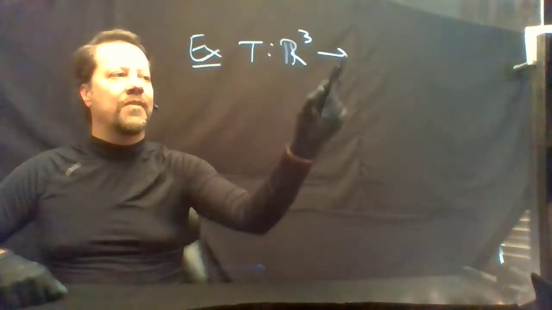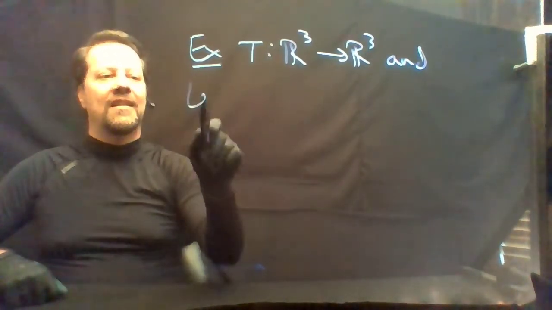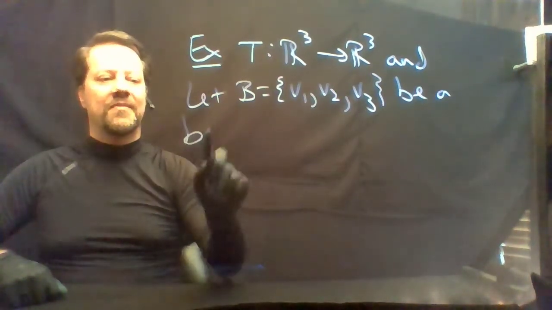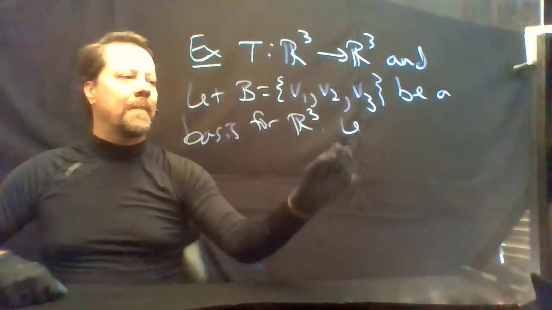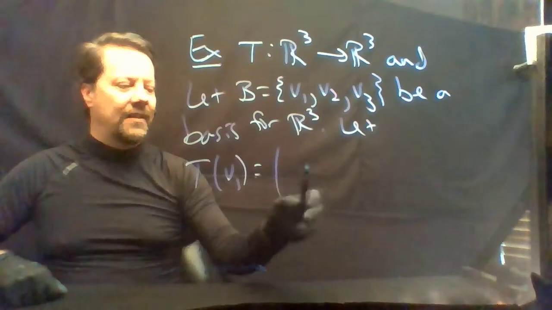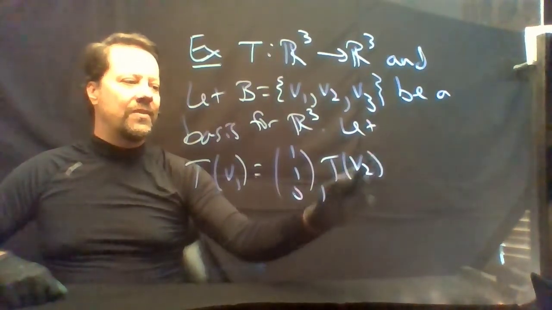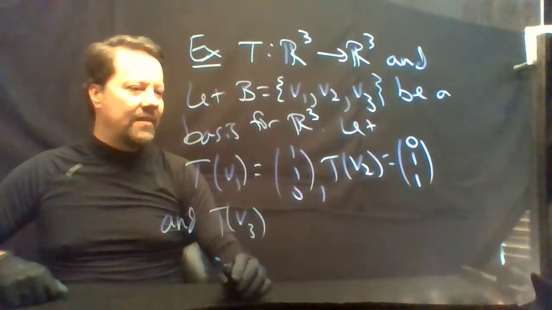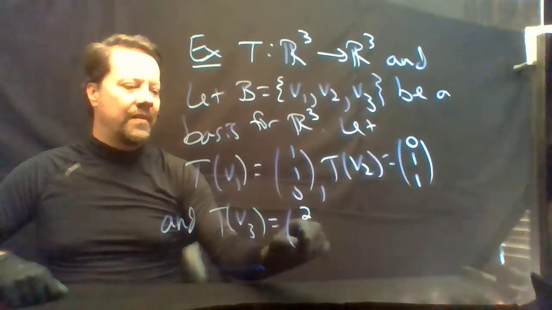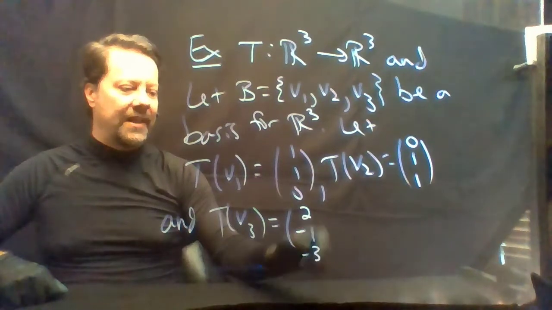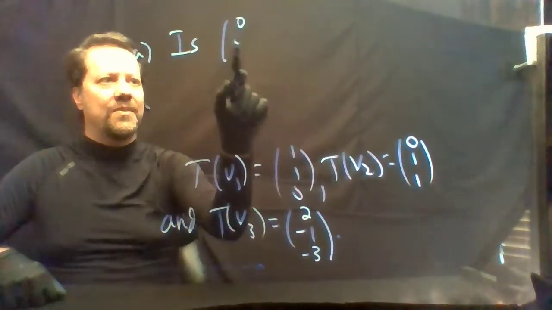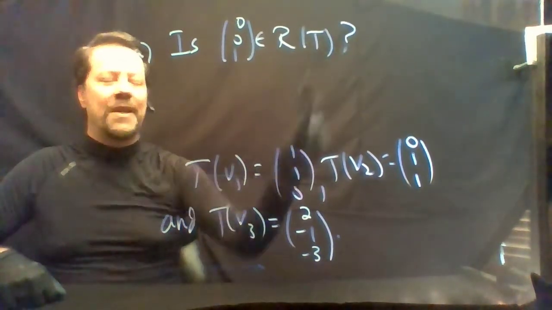In our next example, we're going to let T be a linear transformation from R3 into R3, and let B equal to v1, v2, v3 be a basis for R3. Let's suppose that T of v1 is 1, 1, 0. T of v2 is 0, 1, 1. And T of v3 is 2, minus 1, and then minus 3. I want to know, part A, is 0, 0, 1 in the range of this linear transformation?